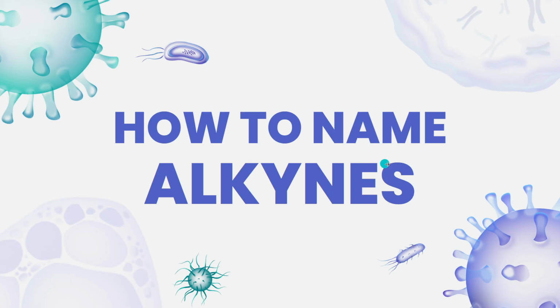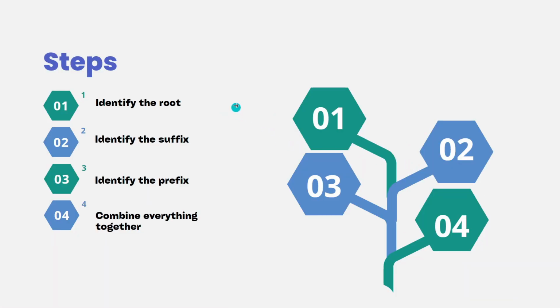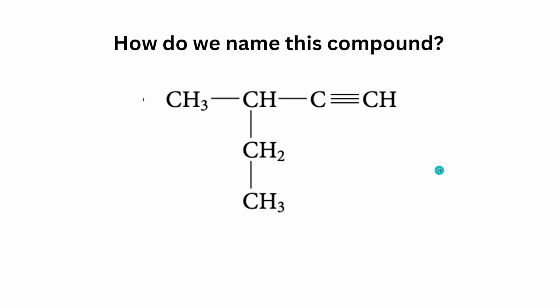How to name it? Step 1, you need to identify the root. Once you identify the root, you can move to identifying the suffix. And once you do that, you can identify the prefix. And once you do that, you can just combine everything together.